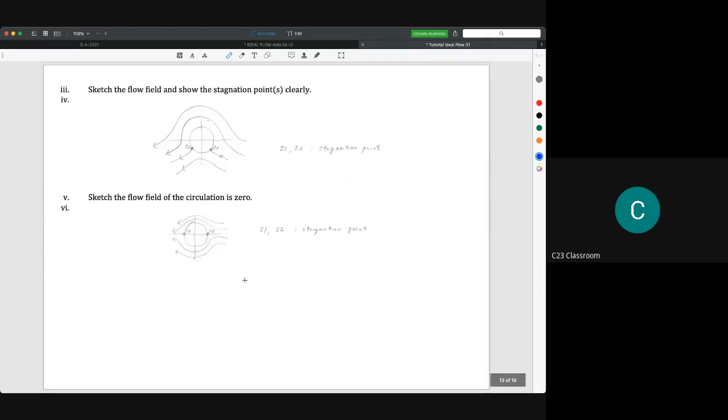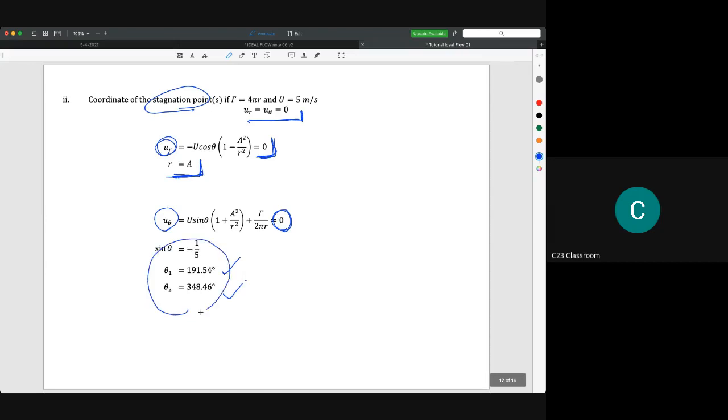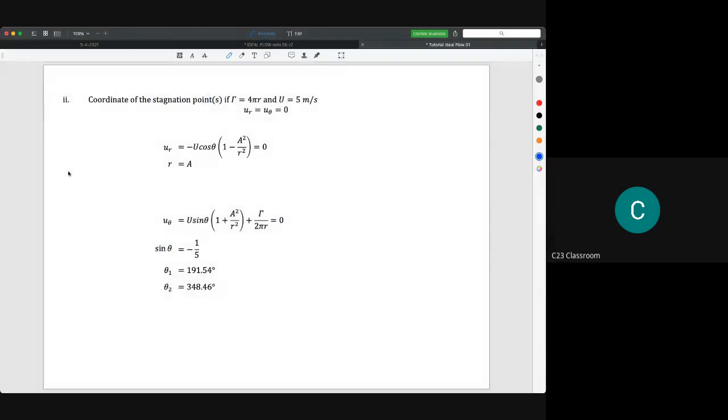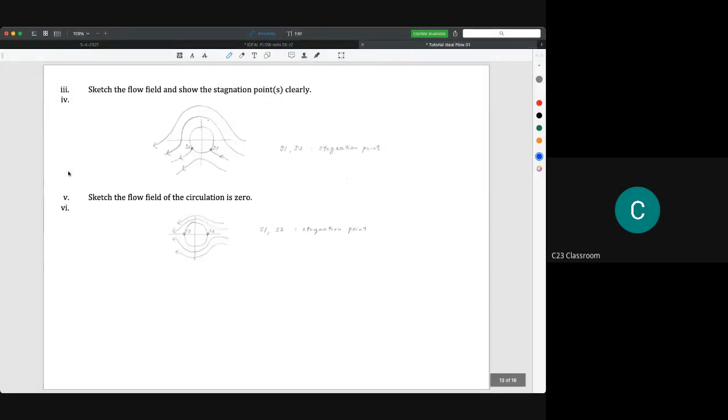Then we need to sketch the flow field of the stagnation point. We know that it is in this region. First, please make sure that you know the rotation. Because it is not stated clearly in this situation, it is okay for us to assume the common diagram: the vortex rotates counterclockwise, and the flow comes from right to left.